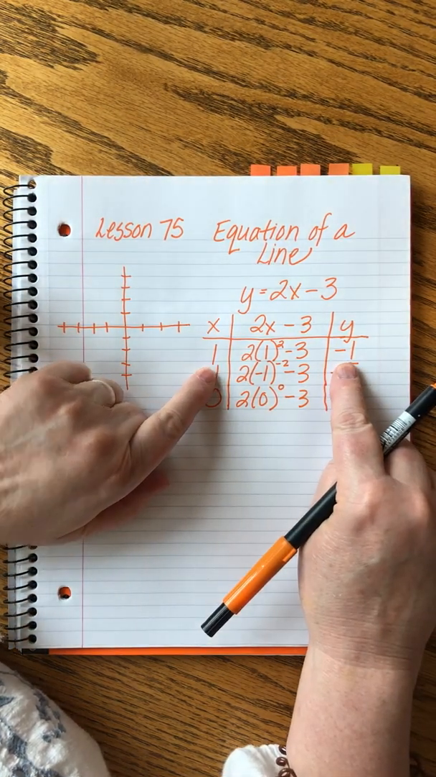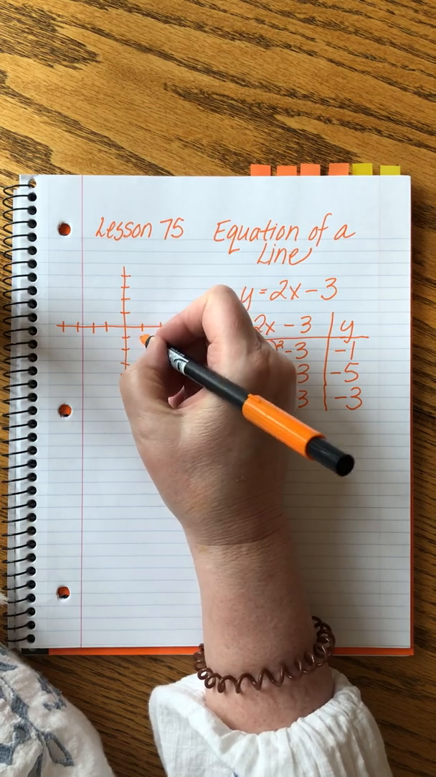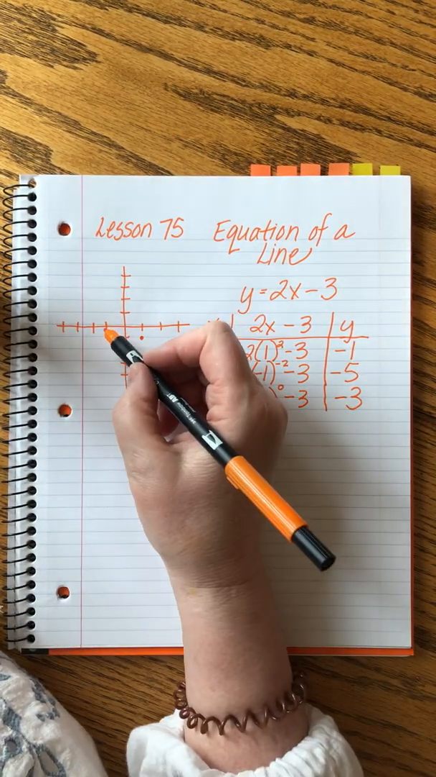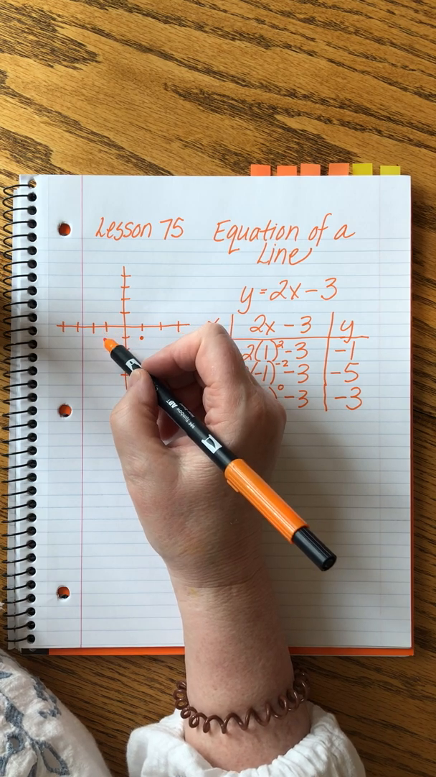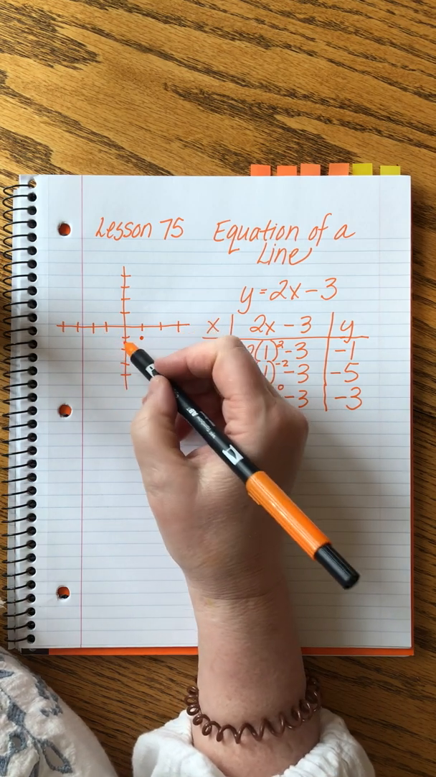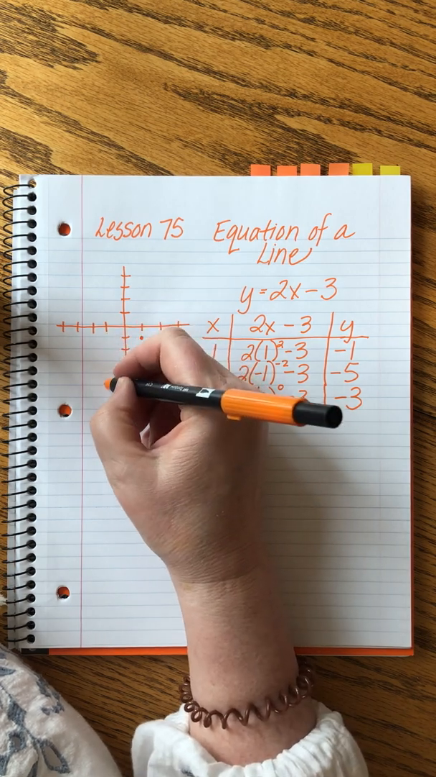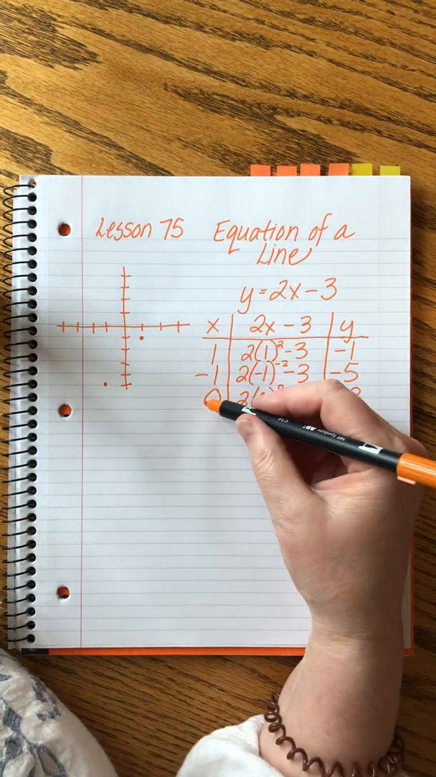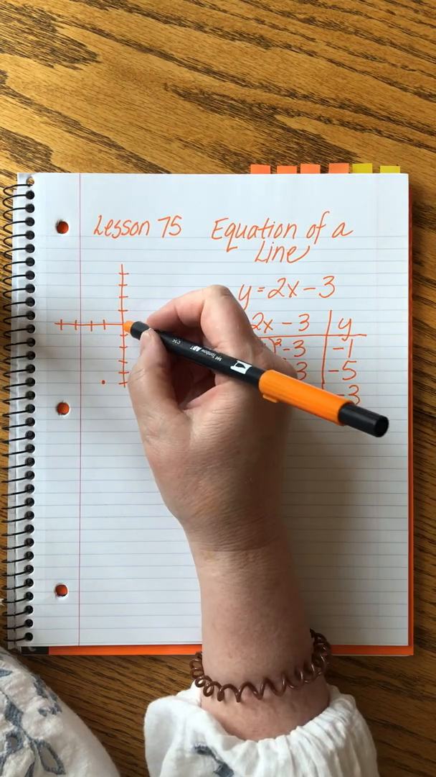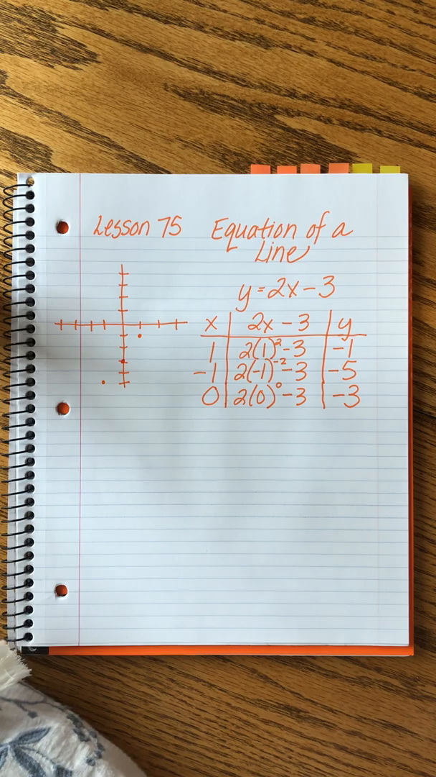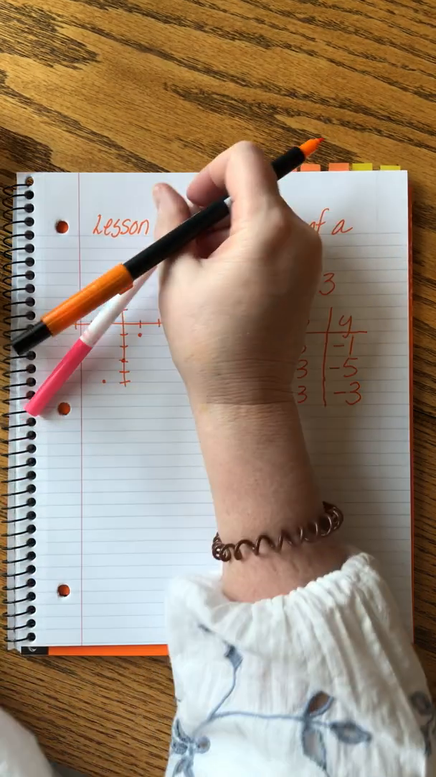We'll graph this point first. 1, -1. There it is. -1, -5. We have to go way down here. 1, 2, 3, 4, 5. And this is 0, -3. So that would be right there. Okay, so we have 3 points. They look like they line up.